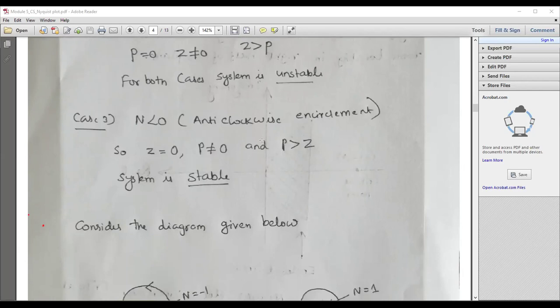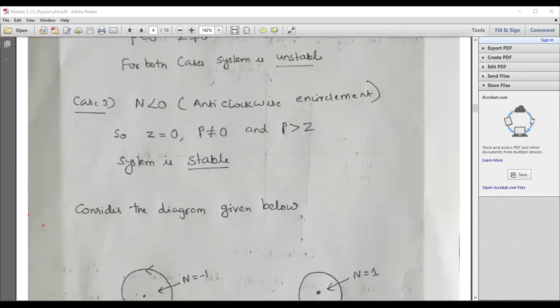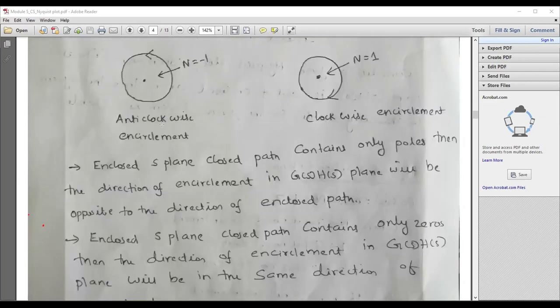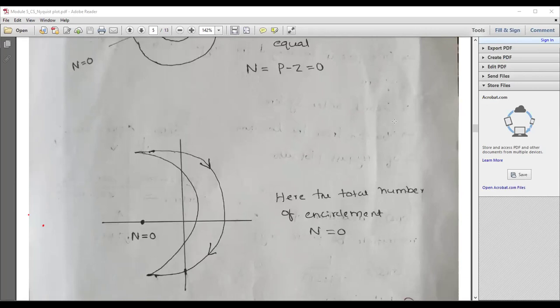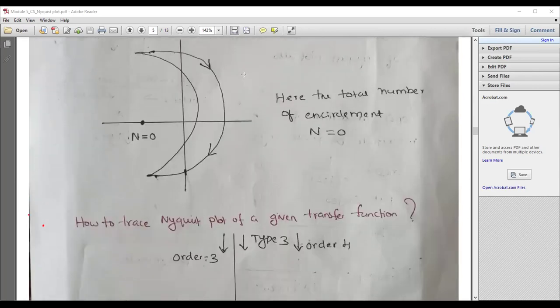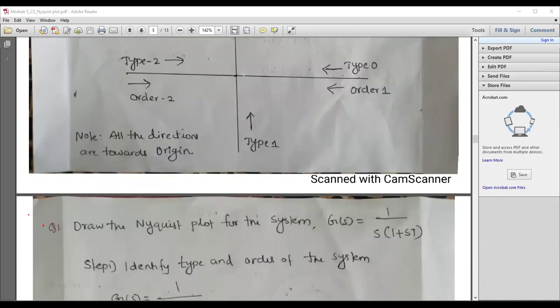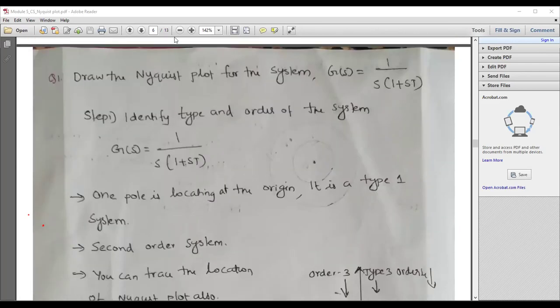If N is less than 0, then P is greater than Z, and that is also a stable condition. So you can see the encirclement direction, anti-clockwise encirclement or clockwise encirclement. Based on that, we can predict the stability. Clear? So these are the different encirclements. Kindly go through that. There are different types of shapes. There is also a numerical example. You can go through that.